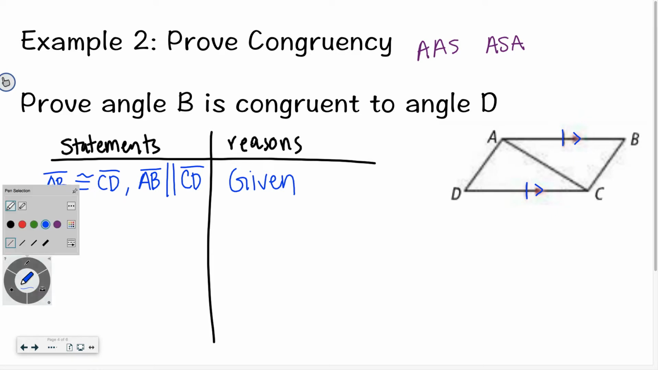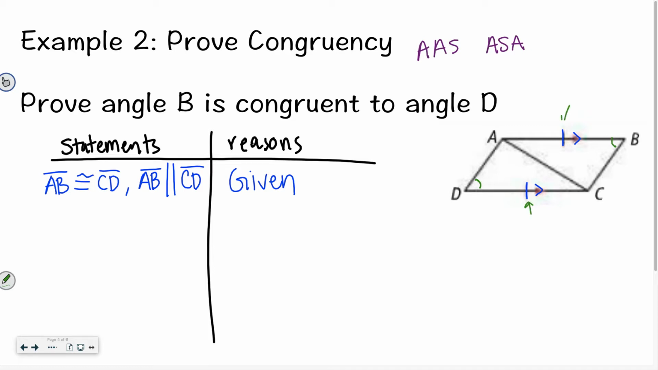Then I want to look at that picture. I want to think, if I'm trying to prove that angle B is congruent to angle D, let's see. I want to prove that these two angles are congruent. Well, in order to do that, I am going to have to prove that the triangles are congruent first. Okay? So, in order to prove the triangles are congruent, I can look and say, well, I already have a side. And then let's try to see if I can find two more angles that I can prove.